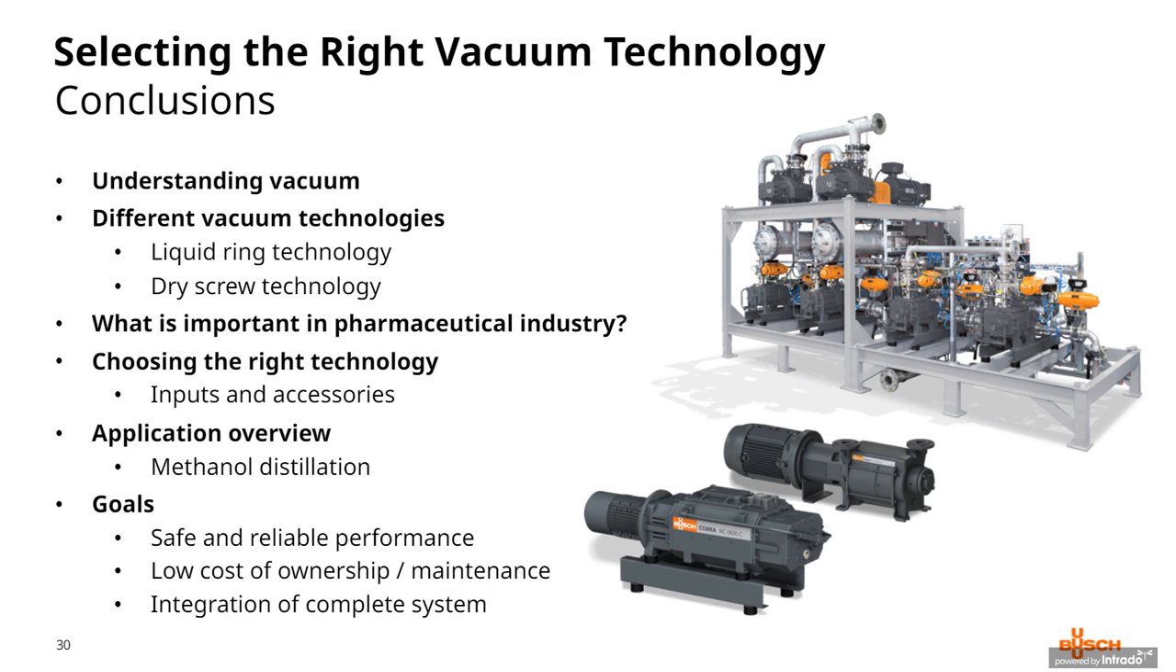In conclusion, we discussed what vacuum means and how it's utilized in the pharmaceutical industry. We looked at liquid rings versus dry screw technologies. We discussed what's important to consider, specifically in the pharmaceutical industry, and what information is needed in order to deliver the best solution. We also looked at the case example and the total life cycle costs. All this was done with the goal to deliver the best solution, which will have reliable performance, that's cost effective, and can be incorporated in the customer's complete system.